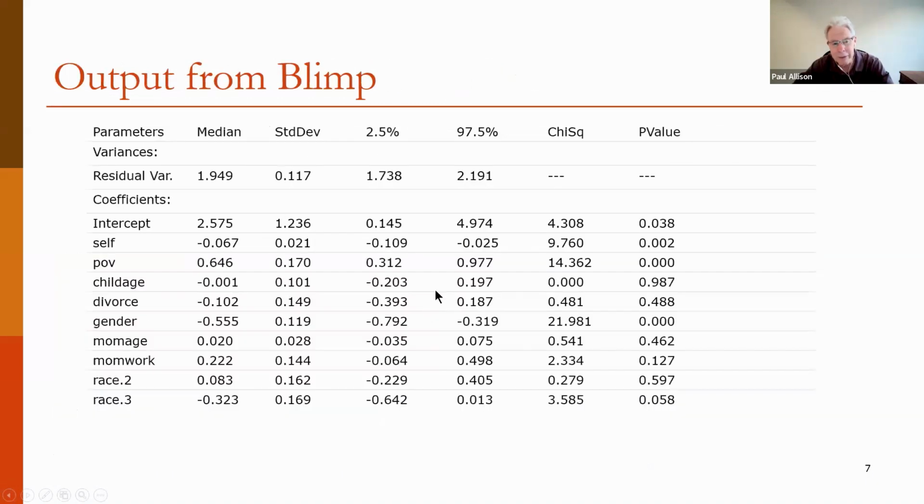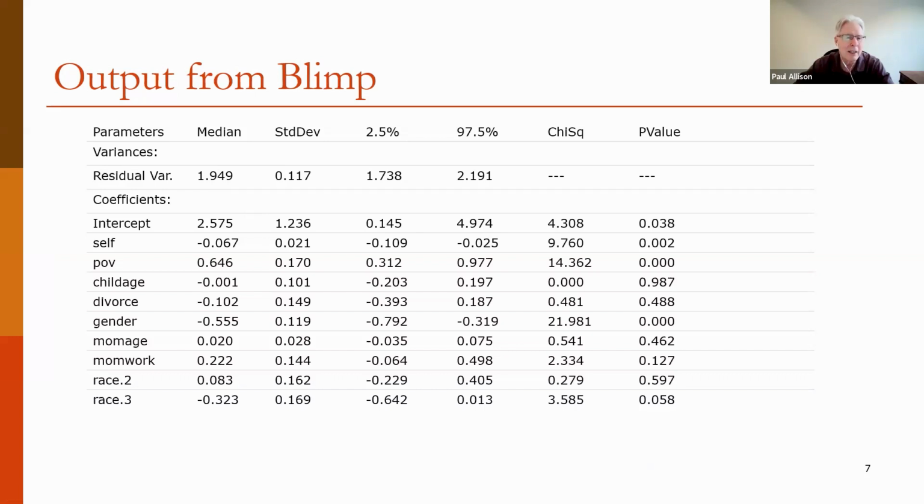Okay, what do we get from this? Well, here's a portion of the output from BLIMP. Now, there's a lot of other stuff, but this is the key thing that we would be interested in. So basically what you would usually get from a regression model, you get a set of coefficient estimates and also an estimate of the residual variance.